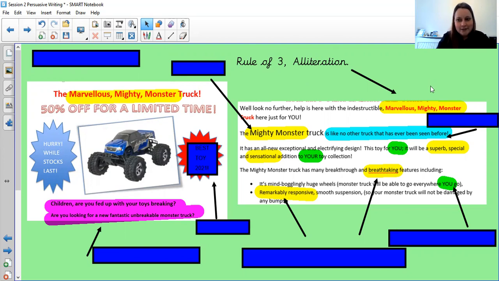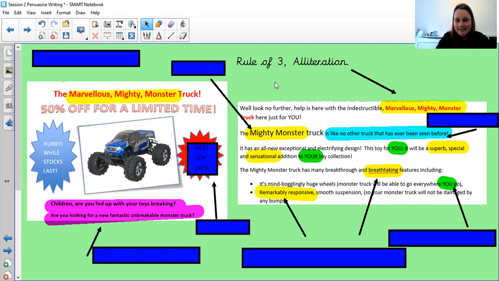Okay, so that's an example of a persuasive technique that they have used. This writer, the person who made this advert, hasn't just randomly picked those adjectives, marvelous and mighty. They've used them for effect. They've purposely chosen three words that start with the same letter to have that alliteration and also that rule of three.